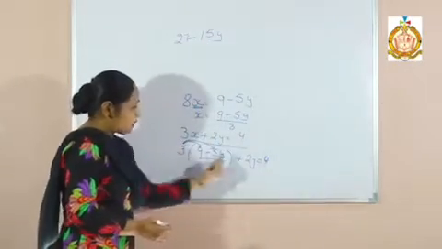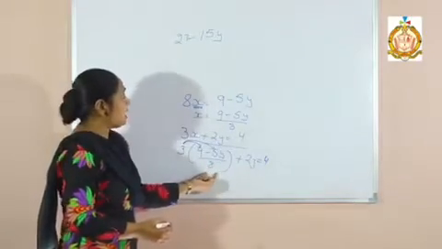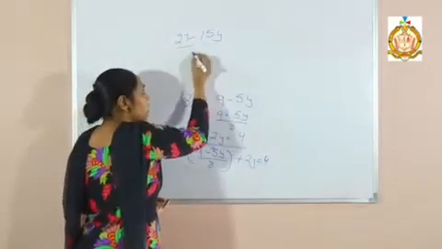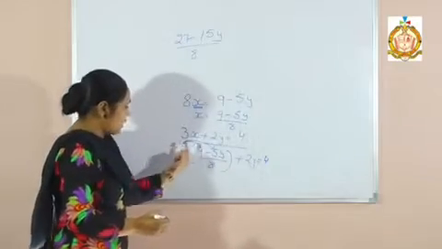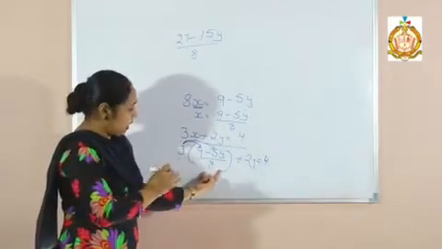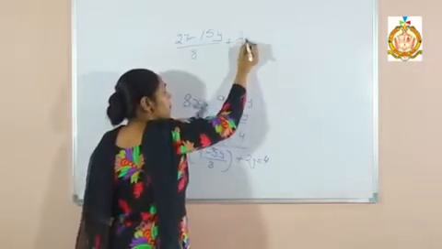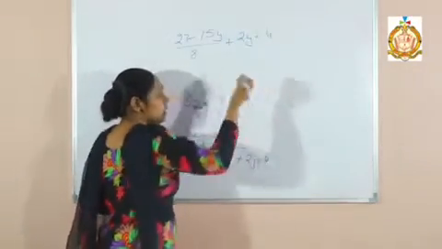No need to multiply this 3 with it because we have to just open the bracket, and in the denominator there is 8. That means I will take the denominator also. This numerator will only multiply with the numerator, not the denominator. The denominator will remain like this one. Now this plus 2y equals to 4.